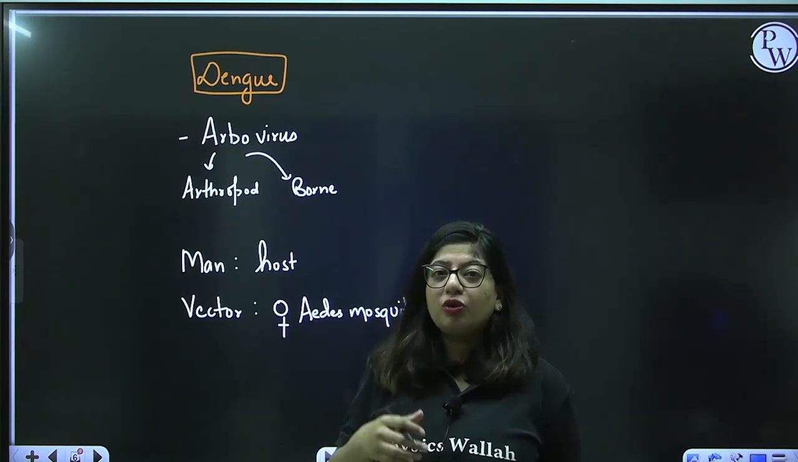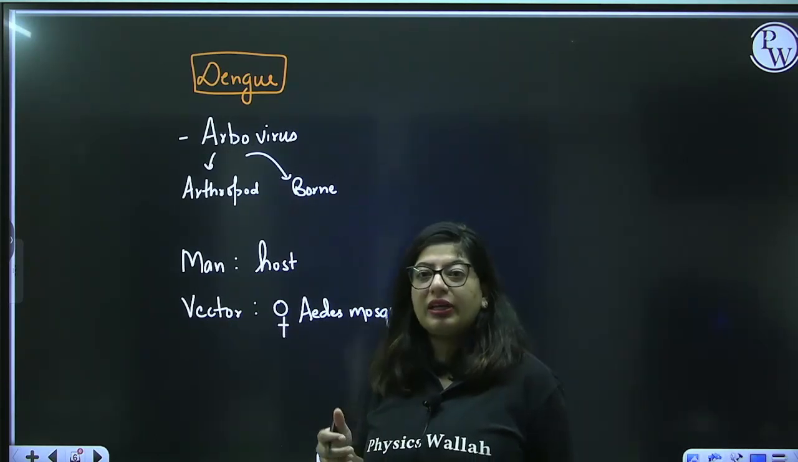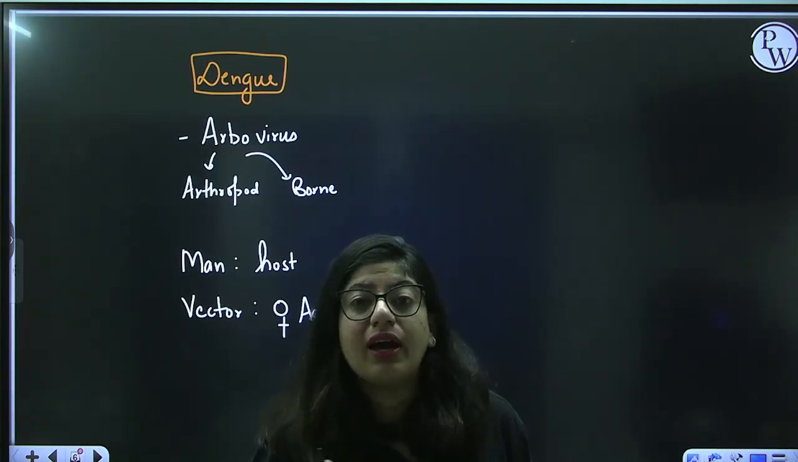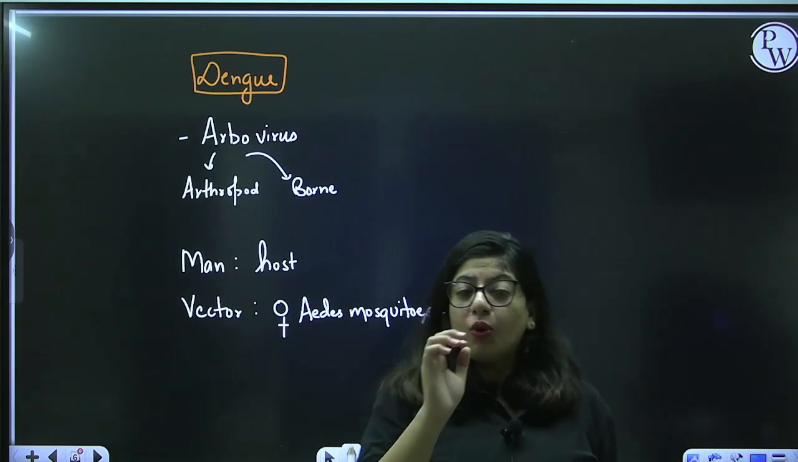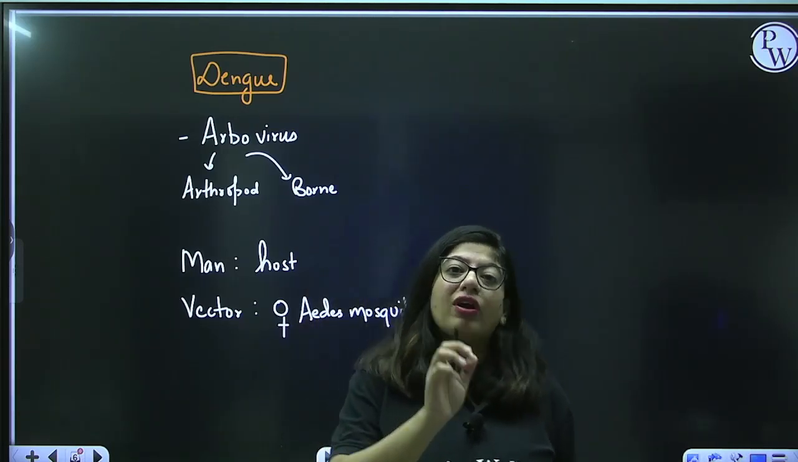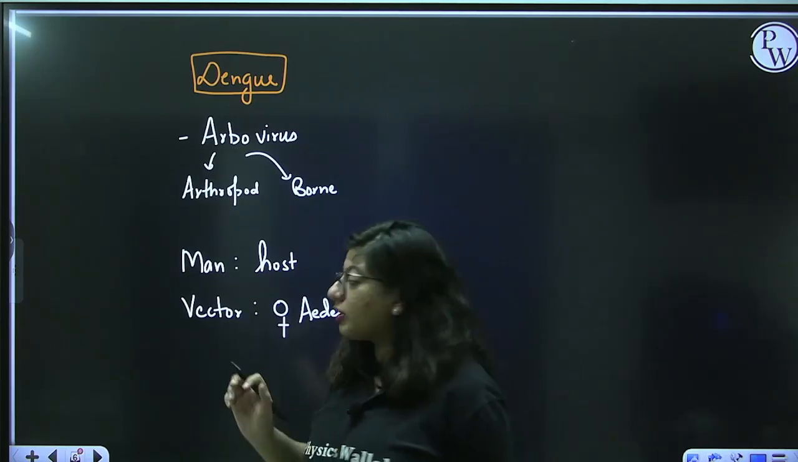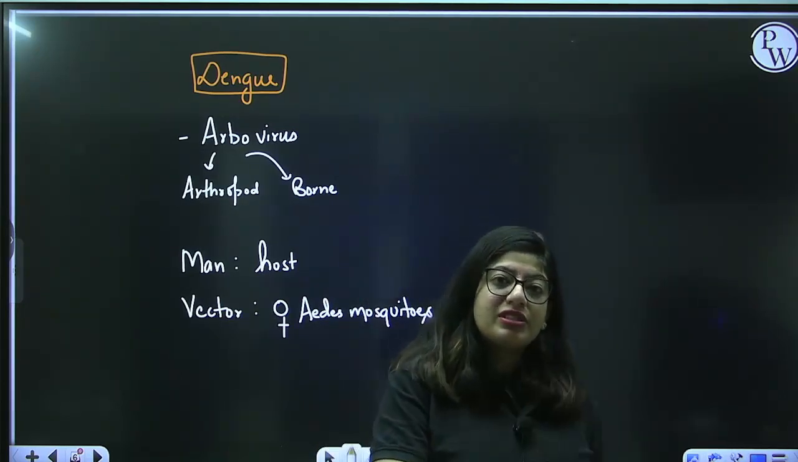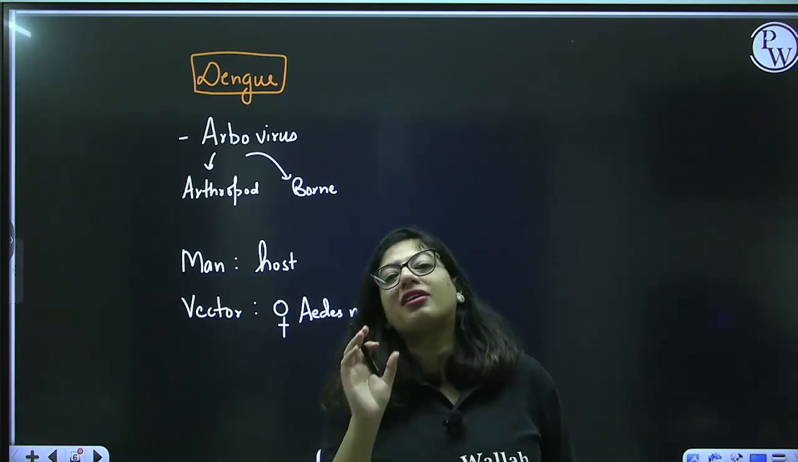So they come to you to drink your blood. Normally, a male mosquito never bites you. Even a male mosquito does not have a mouth part to bite you. Only females are the ones that drink your blood, and that too for laying the eggs, right? So that's why, in case of any spread of disease, you will always see that females are drinking the blood.